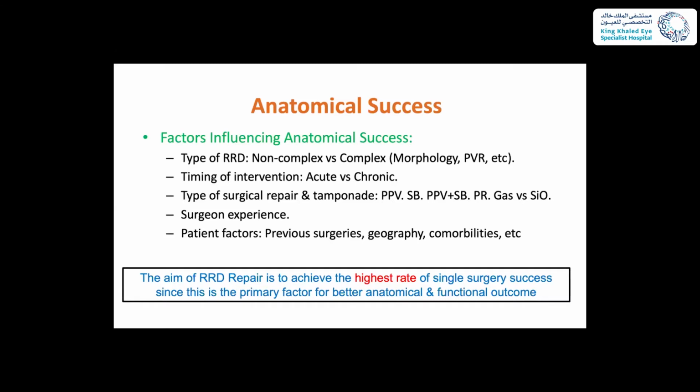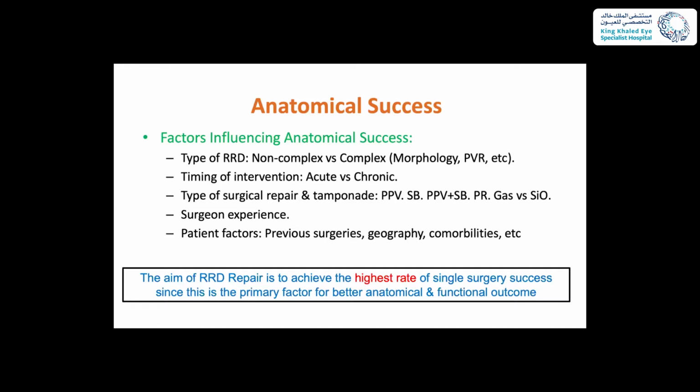But there are other factors, patient factors, like how many previous surgeries the patient has had, where the patient lives, and what kind of comorbidities they have. They also have a direct influence on the anatomical success and the decisions we make during the choice of the surgery. We need to put that phrase in your mind.